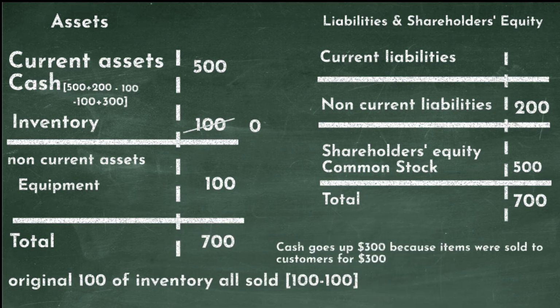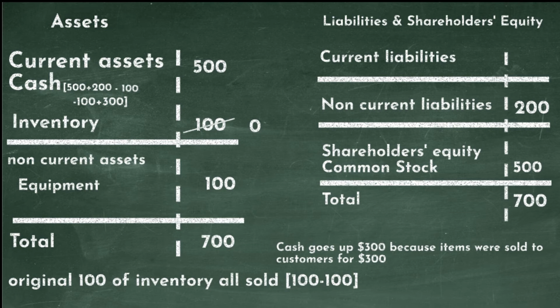And let's sell it now. So we sold our inventory. And when you sell your inventory, the 100 that shows there goes to zero. So original 100 of inventory all sold. So it's 100 minus 100, which is zero. The cash is going to go up 300. We said we sold this item and we made 300 because items were sold to the customers for 300.